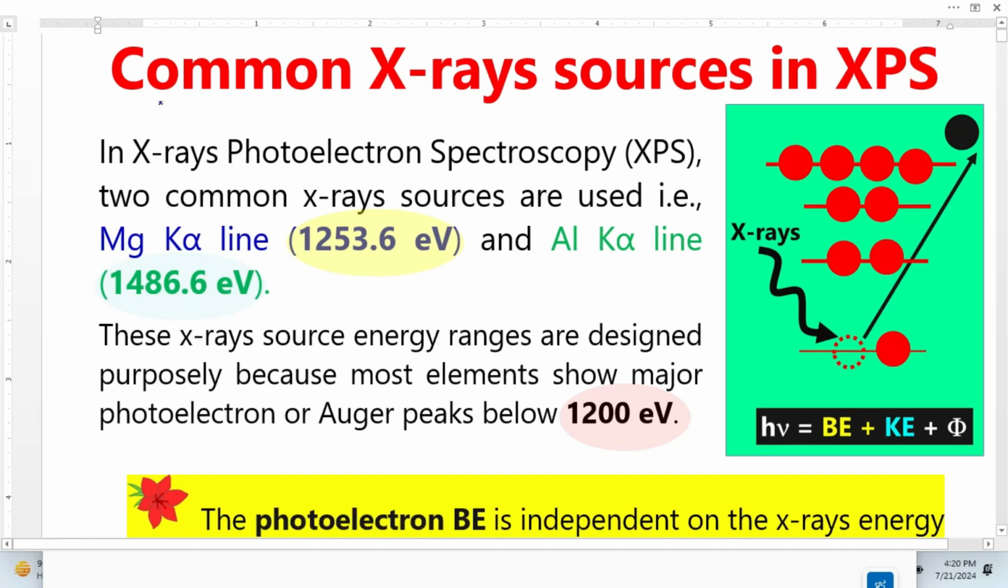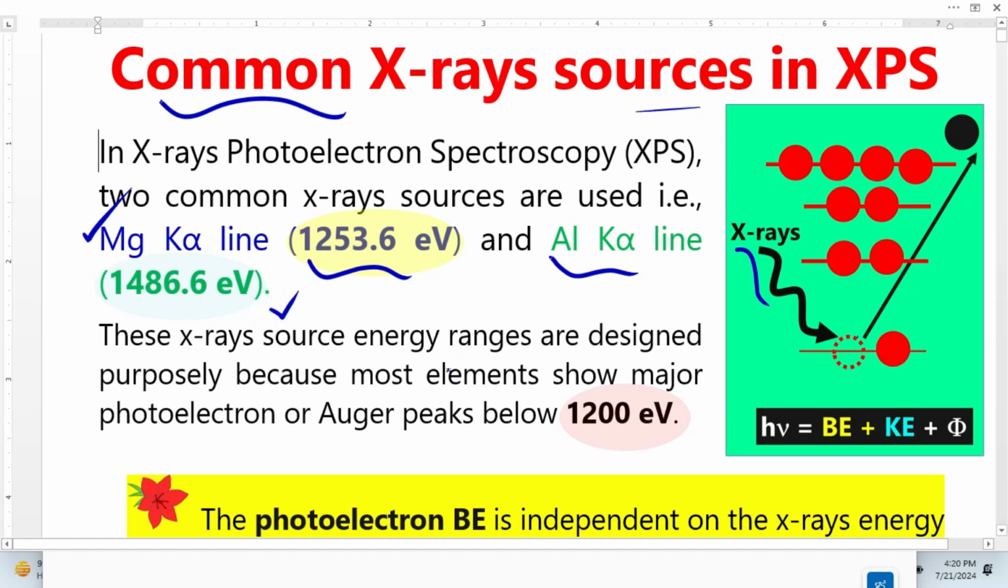Let's discuss the common X-ray sources used in XPS analysis. We know that in XPS we bombard the sample with X-rays of known energy and photoelectrons are generated. There are two types of X-ray used in XPS. There is a logic behind this video, very important concepts. One is the magnesium K alpha line, with this energy. Another is the aluminium K alpha line, with this energy.